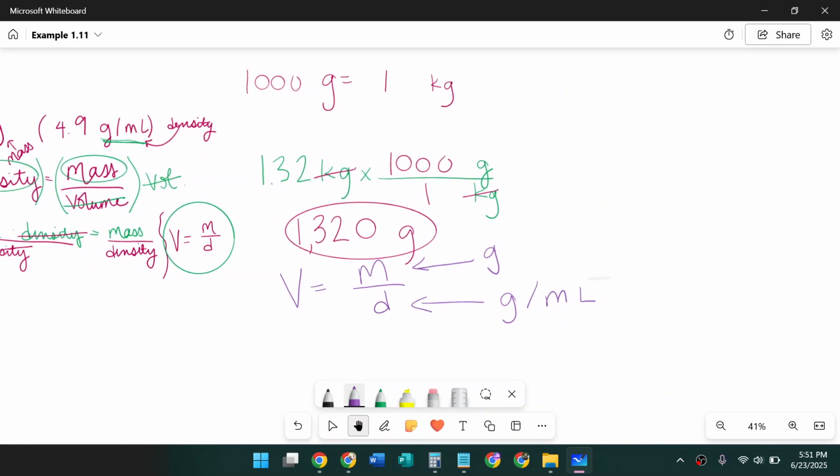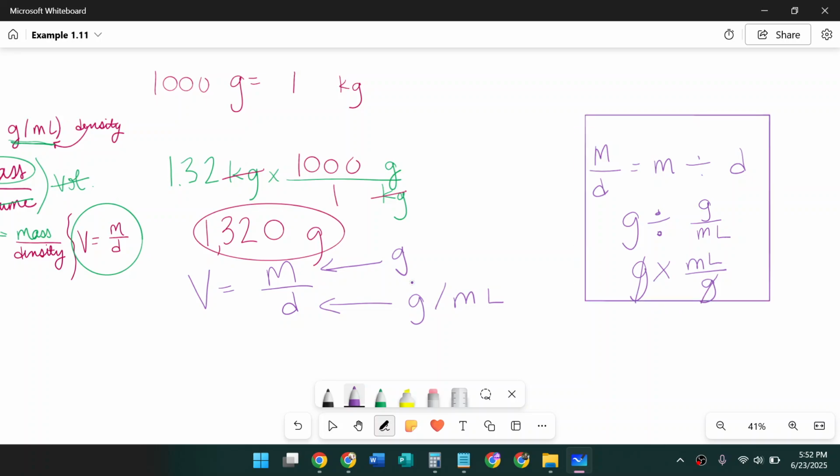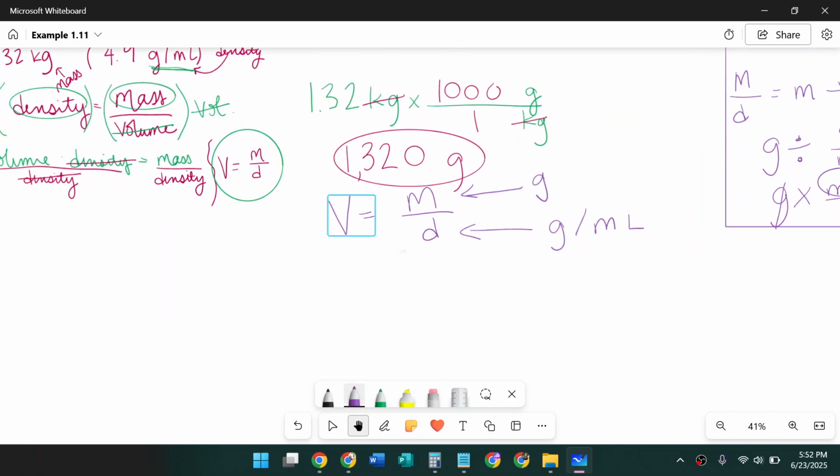I'm going to come over here to the side for a second so I can explain that. So mass over density is the same as saying mass divided by density. So our units are grams divided by grams per milliliter. Remember when you did fractions in elementary school, when you're trying to divide a fraction, you can say times the reciprocal and flip over the fraction. And then notice that the grams would cancel and you'd be left with just milliliters, which is good because that's the volume that we want. So this is just a little side note to explain that the units really will cancel to be just the ones that we want at the end. Okay, back to our problem.